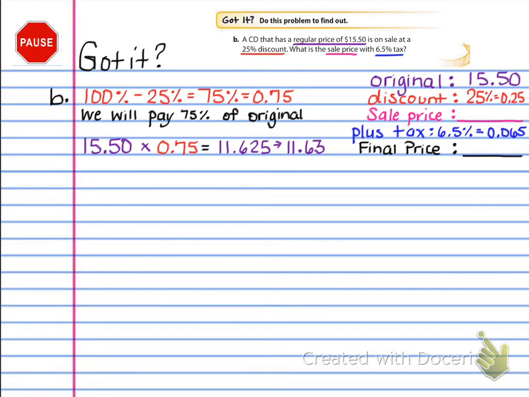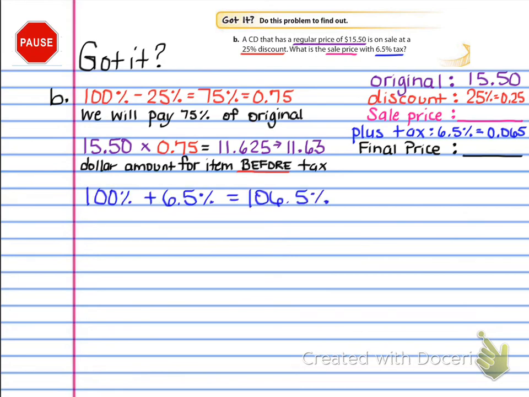So for the first step, we took 100% minus the 25%. We got 75%, because we will pay 75% of the original price. Then we take the original price, which was $15.50, times 0.75, because that's our decimal, sorry, not our decimal tax, our discount. It's what we pay after the discount's applied. So we pay 75%. So 15.50 times 0.75 is going to give us 11.625. We want to round that to $11.63. This is the price that we would pay if there was no tax. Okay, so this is the dollar amount for an item before tax is applied.